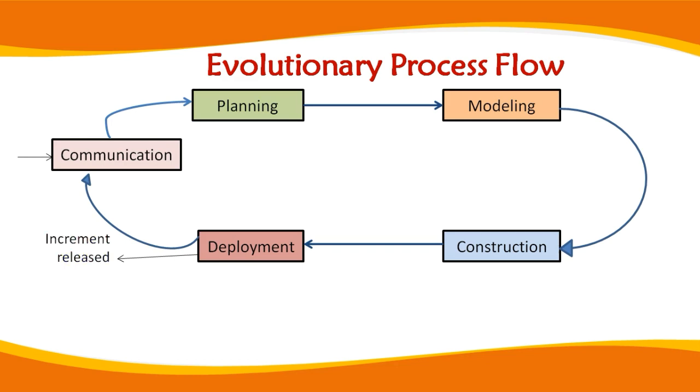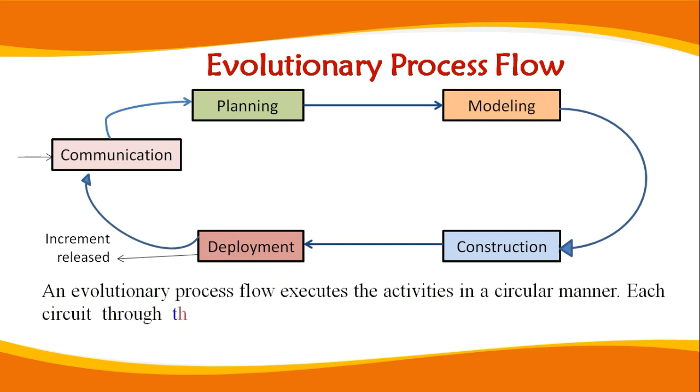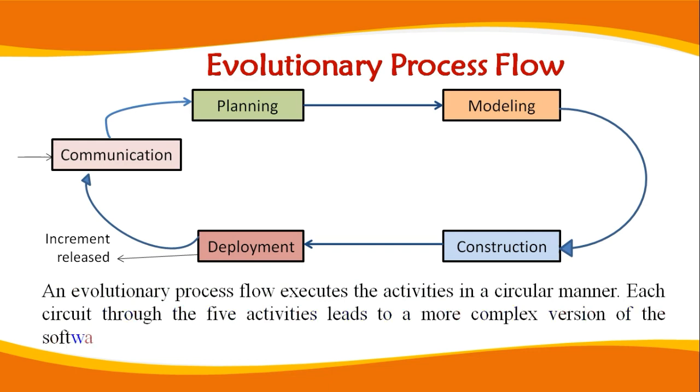Again they will communicate, again they want to add some more modules or some more services to that project, or modifications will take place, and again it will be released. This is incremental release. You call it an evolutionary process flow. Evolutionary process flow executes the framework activities in a circular manner. Each circuit through the 5 activities leads to a more complete version of the software.